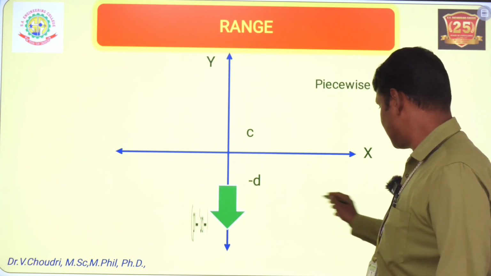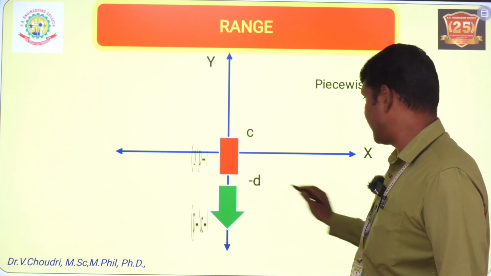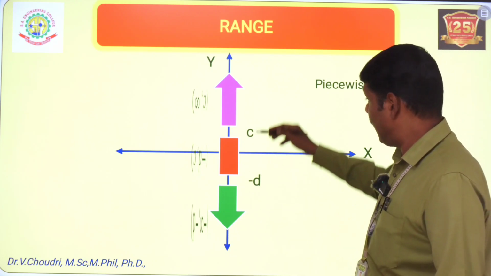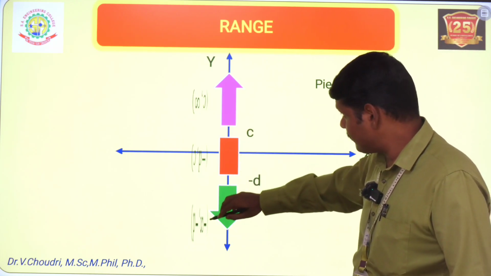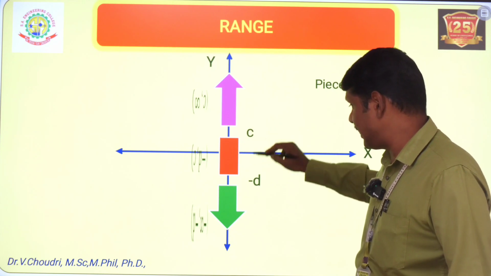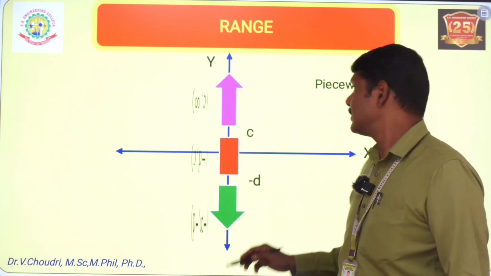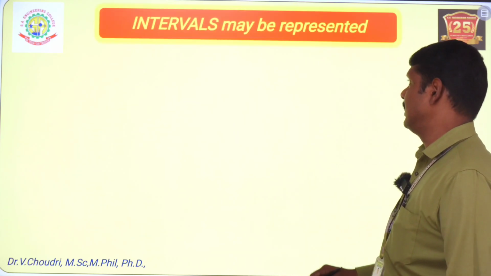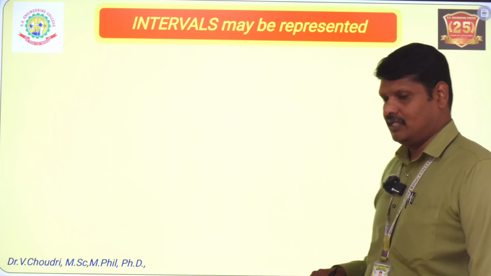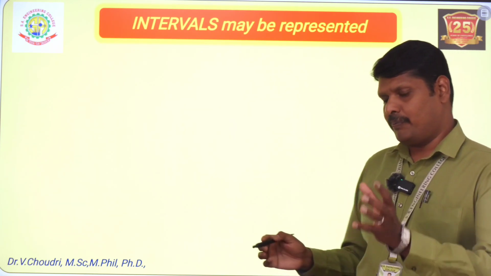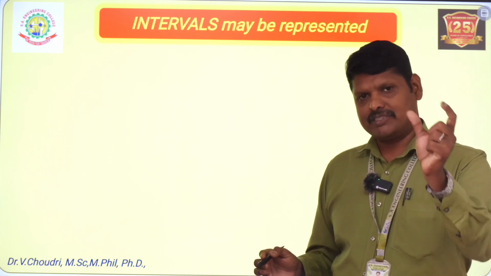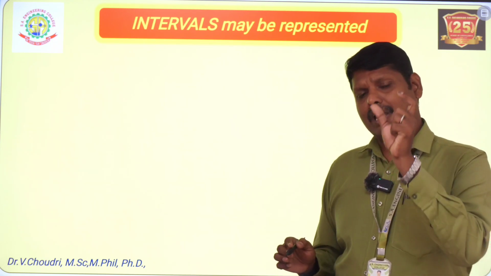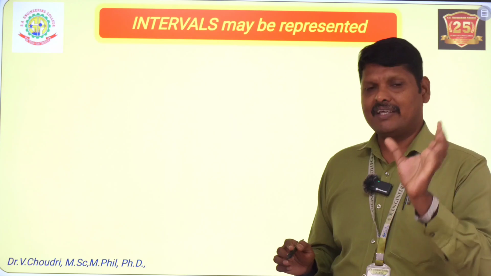See, except minus d and except plus d, all the values. So already it is covered: minus infinity comma plus infinity except c and minus d. Okay, that is piecewise range. See, intervals may be represented. Okay, sir. Now previously you said minus infinity comma plus infinity and the piecewise something. So how do we represent by the intervals?